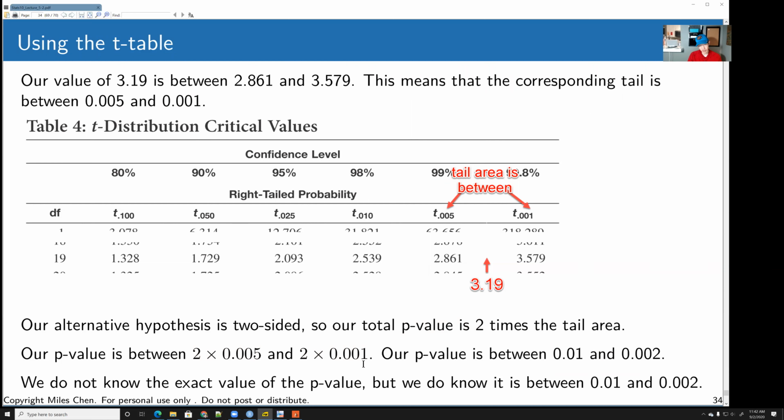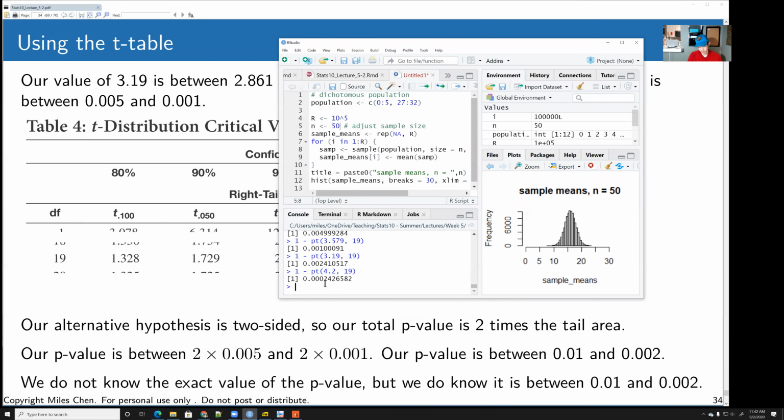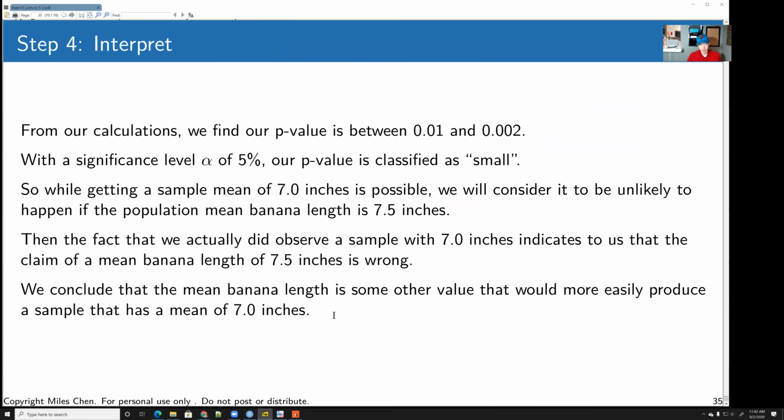And again, I don't know the exact p-value unless I use R. With R, I can get the exact p-value, and I can say it's exactly 0.0024. I would take that number and multiply it by 2, and I would compare this to my alpha. If my significance level, my alpha, is 5%, I know my p-value is less than alpha, and I would reject the null hypothesis.